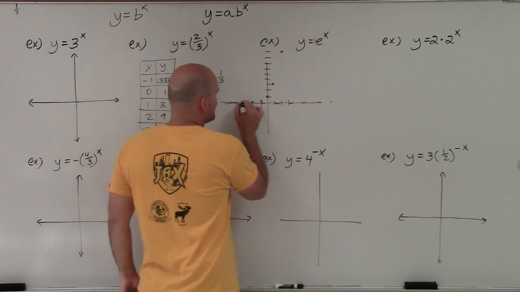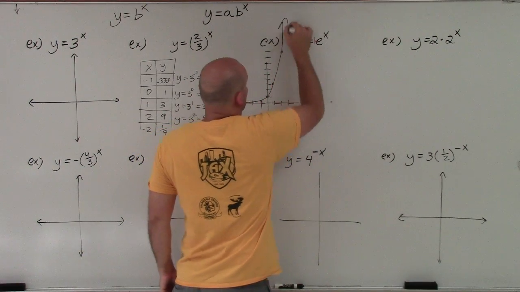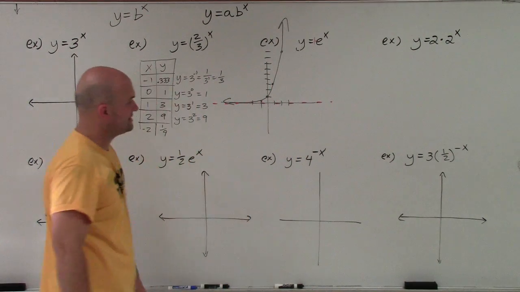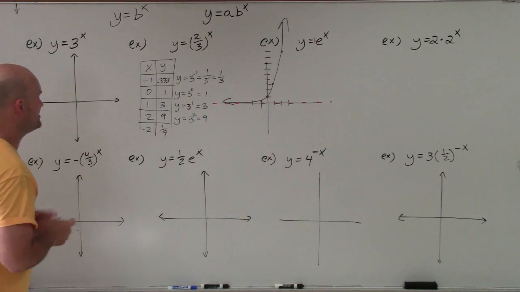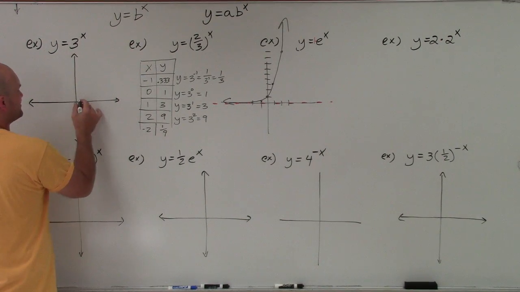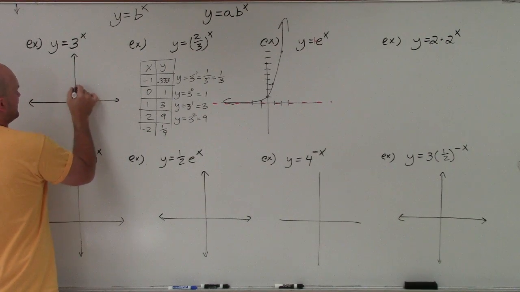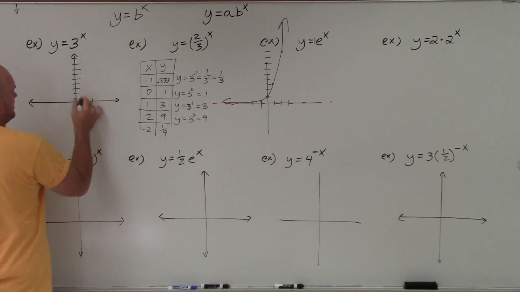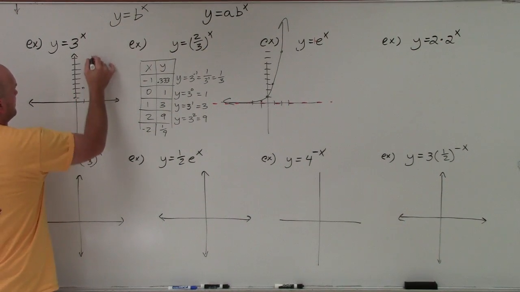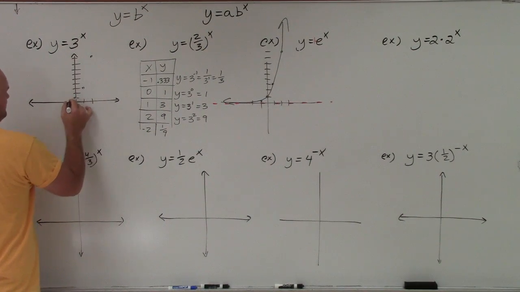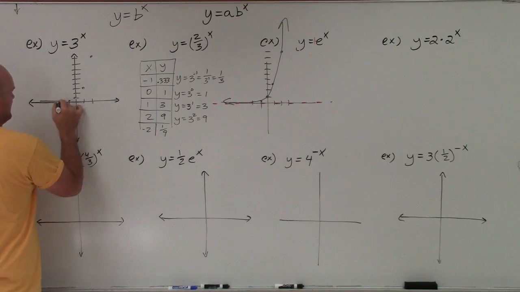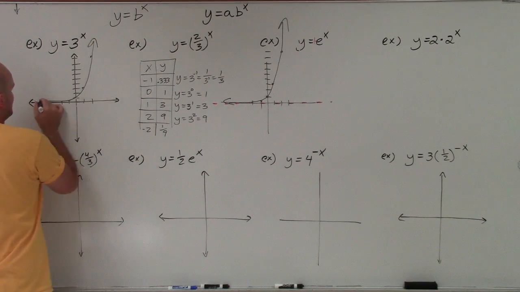So if I just wanted to sketch this graph, it's going to look something like that. Okay? Now, that's for y equals 3 to the x, which I guess I probably could have just graphed right here because I wanted to do something else over there. 1, 2, 3, 4, 5, 6, 7, 8, 9. Okay, so that's that graph.